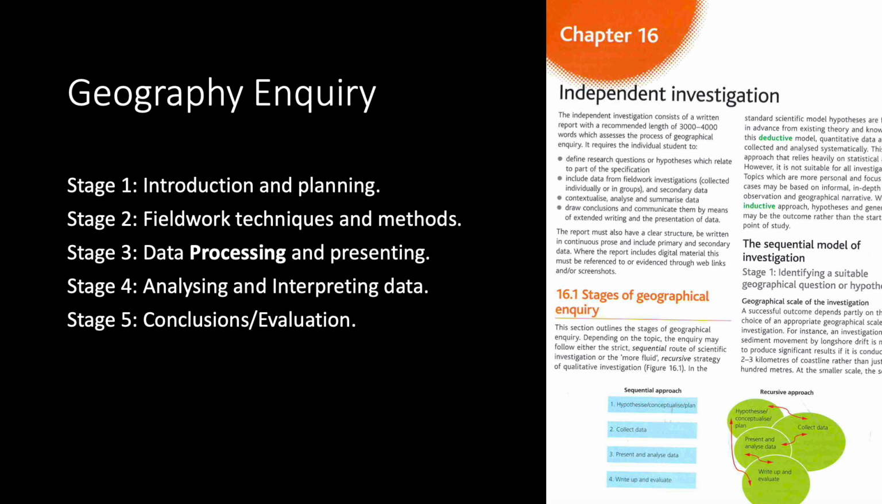You then need to be able to process that data. The best geographical investigations will include a statistical analysis. You need to present that data, usually using graphs or maps, or the best investigations will include a variety of both. You then need to analyse that data, talking about what does that data mean? What is that data telling you? And finally, make some conclusions and evaluations. So overall, you found out this, and if you were to do it again, you would change that. And I'm now going to talk a bit more in detail about the NEA specifically.